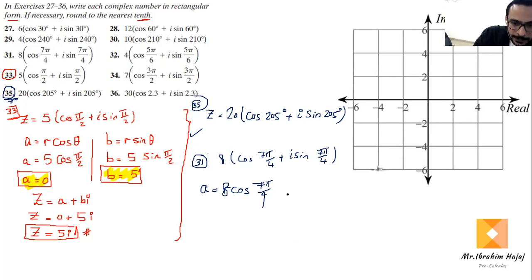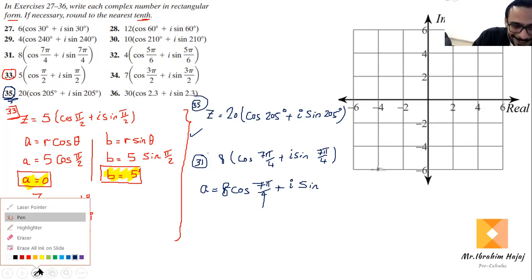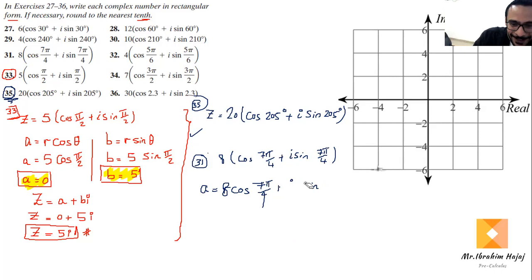Okay, Mr. Talal, A equals 8 cosine 7 pi over 4. This is A only. Hello? I was muted by mistake. It equals 4 radical 2 in the calculator. You can do it quickly.